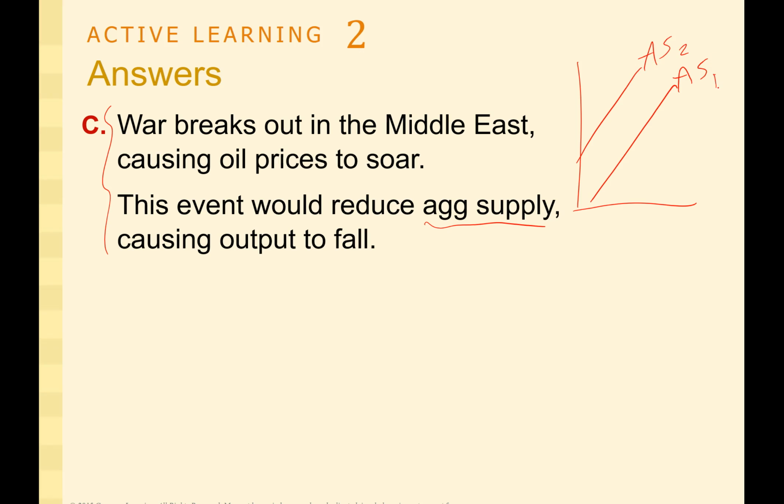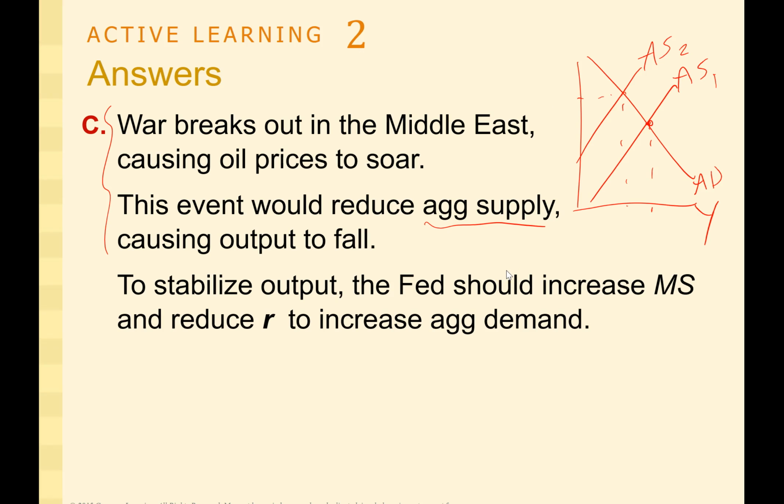Output is going to fall, right? So if we just look at the short run scenario, here's demand, aggregate demand. And output is going to fall. And of course, prices are going to go up, as you can imagine. So we have that condition known as stagflation. And the question then continues with what stabilization policies should the Fed enact to solve this problem? Well, what they're going to try to do is get some money into the economy. So they're going to increase the money supply.